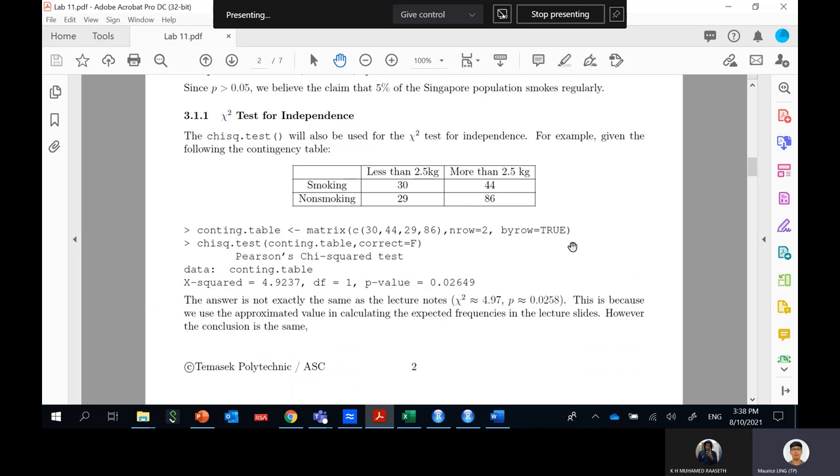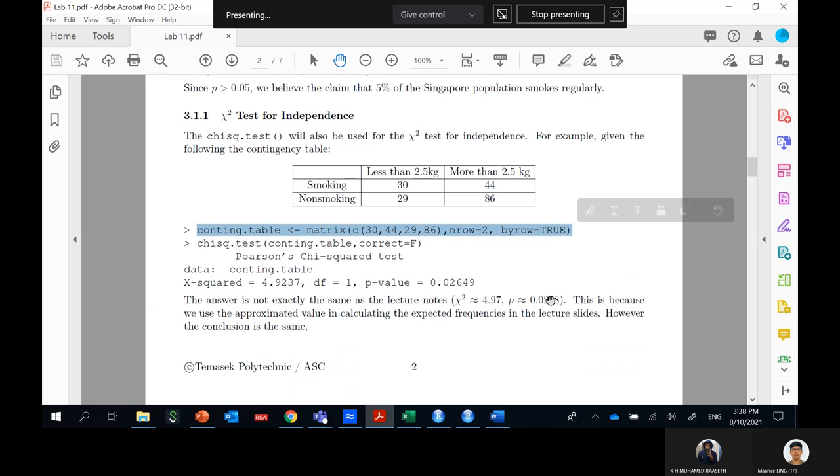So this is the early part of our lecture already. Does smoking and infant weight, is it correlated to each other? Is there a relationship or is there an independence of it? So what you do is you construct the contingency table first. Now you put in all the four numbers into a C bind function.